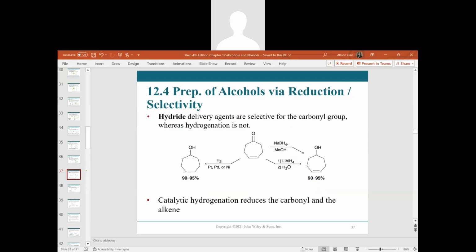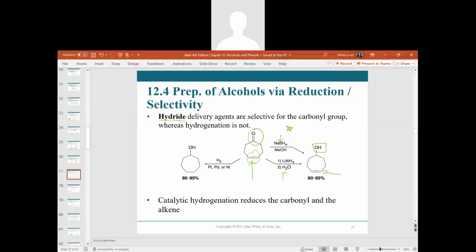So if we wanted to make sure that we generated an alcohol through a compound that has two sites, two functional groups that could react, we want the carbonyl to be reduced and not this pi bond shown down here below. So we're told that hydride delivery reagents would be selective for our carbonyl, such as our borohydride here or our lithium aluminum hydride down below. And we can see that the carbonyl is reduced to an alcohol where the alkene is left untouched.